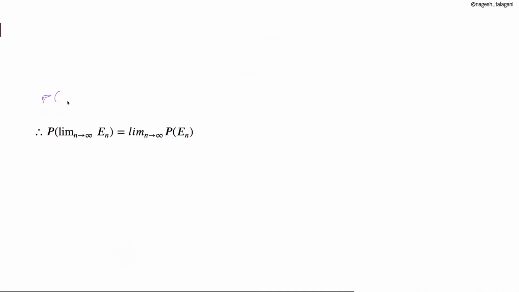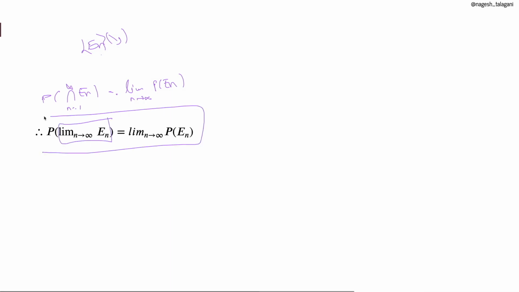So what we have is the probability of the intersection n equal to 1 to infinity of En, which is the limit as n tends to infinity of the probability of En. But here En is a decreasing sequence of events, right? So in this case, the intersection n equal to 1 to infinity of En is nothing but limit En. That's why in this case also we have the probability of limit En is the same as the limit of the probability of En. So this is the continuity of the probability set function. Fine.